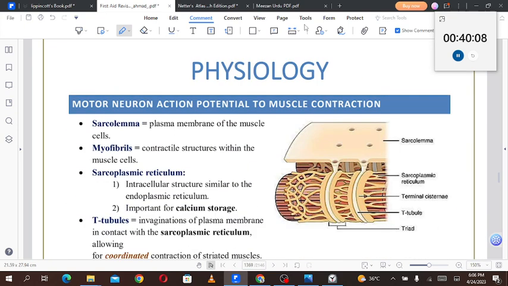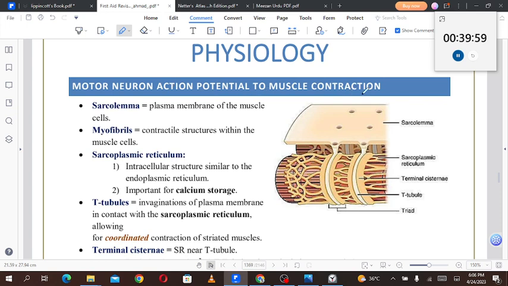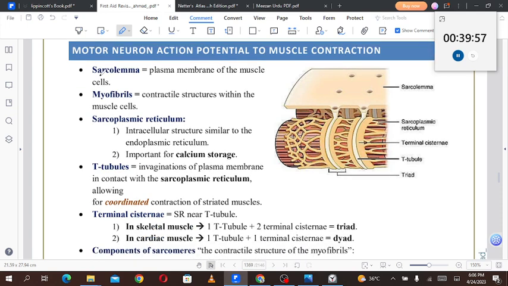Moving forward to the physiology. Okay, finally we are done with the gross and dry anatomy of upper and lower limbs. Now we'll talk about physiology: motor neuron action potential to the muscle contraction. First one is sarcolemma. What is sarcolemma? The plasma membrane of the muscle cell is called sarcolemma.